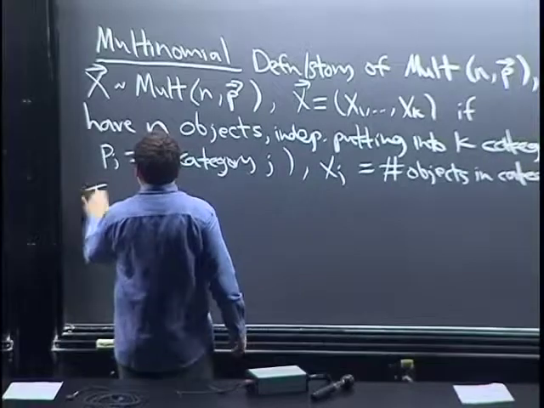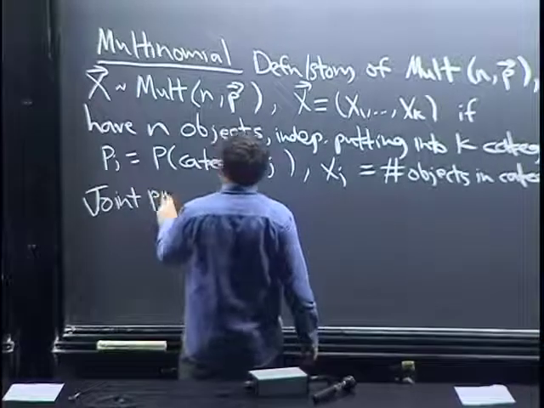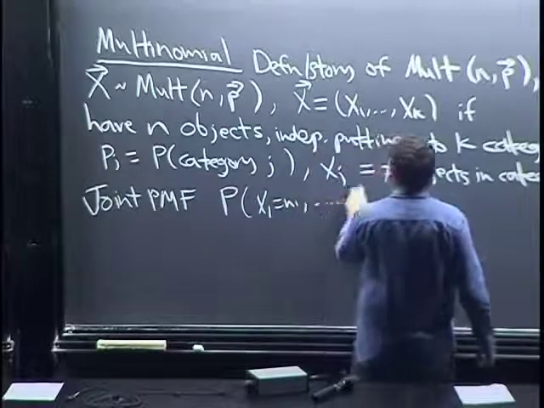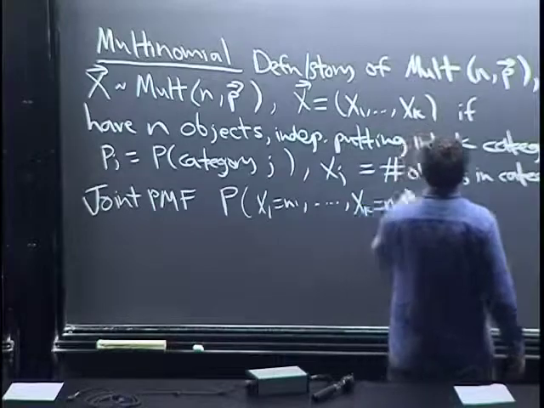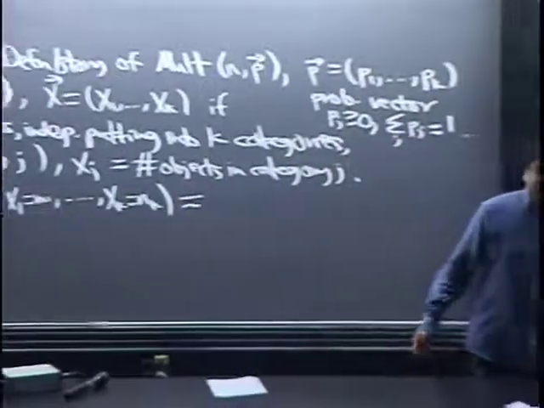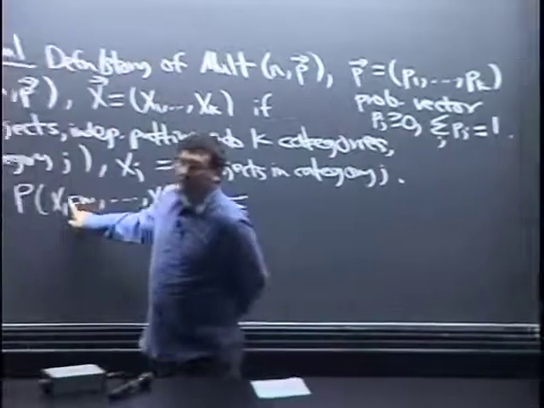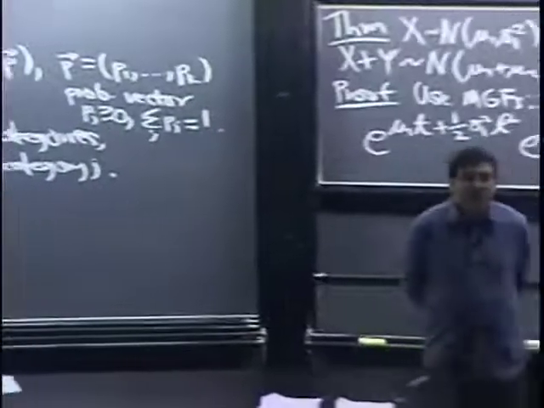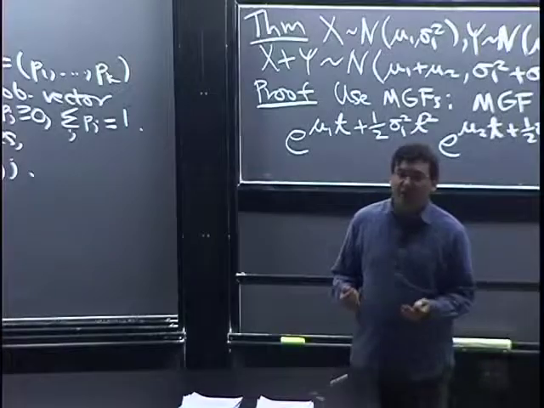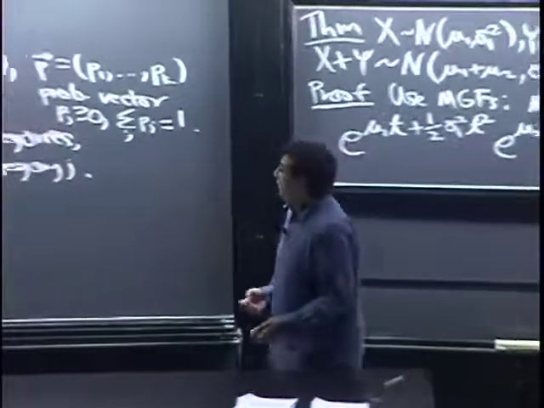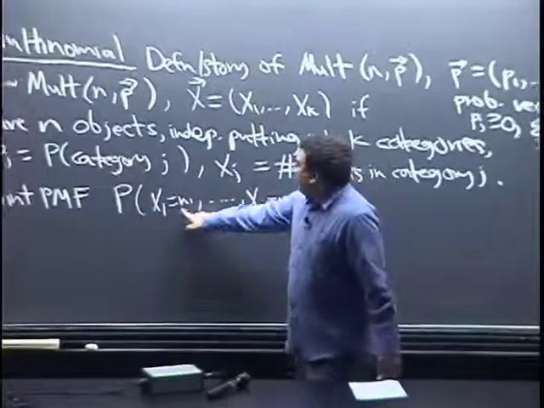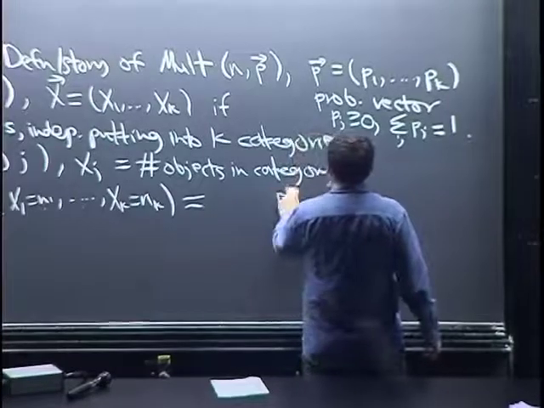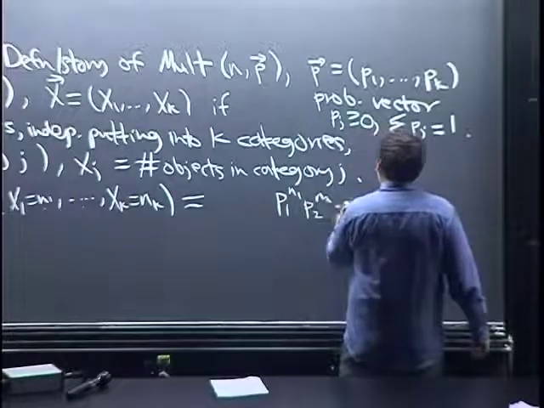So this is going to be a joint PMF because it's a joint distribution. We want the probability that X1 equals n1, and so on, Xk equals nk. That's a joint PMF. We just need to say, what's the probability that there are n1 objects in the first category, n2 in the second category, and so on. We can immediately write down the answer just by thinking back to how we derived the binomial PMF. All we have to do is imagine any particular sequence. It's going to be P1 to the n1, P2 to the n2, and so on, Pk to the nk.